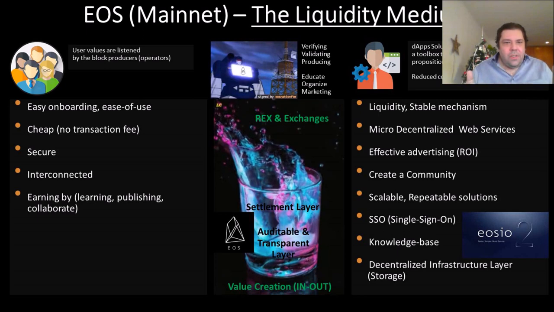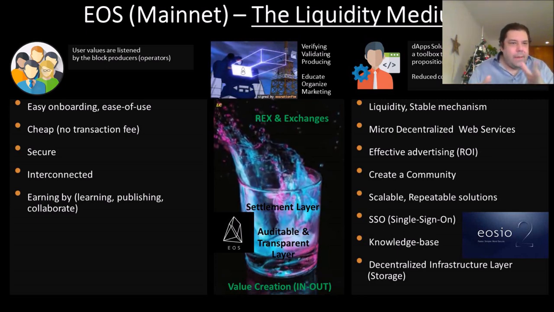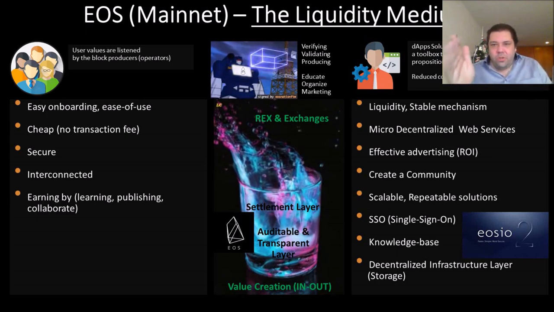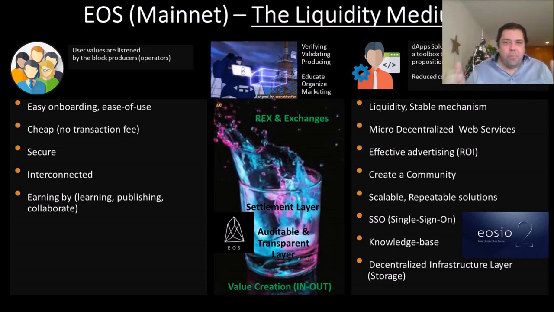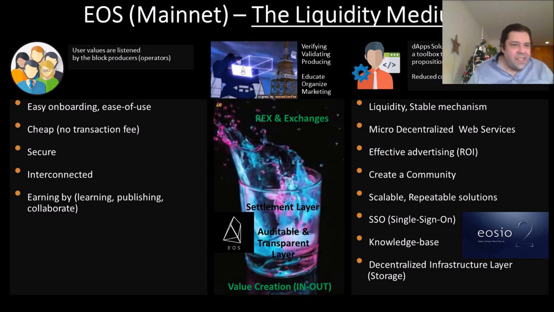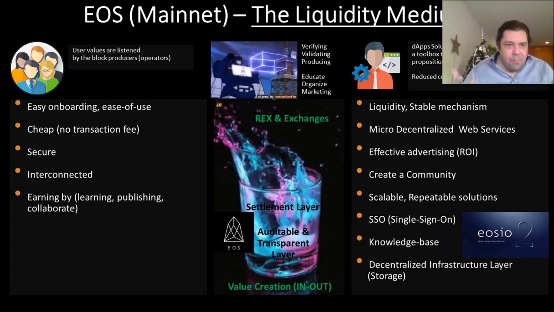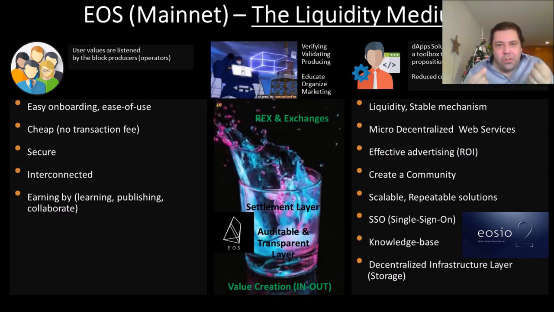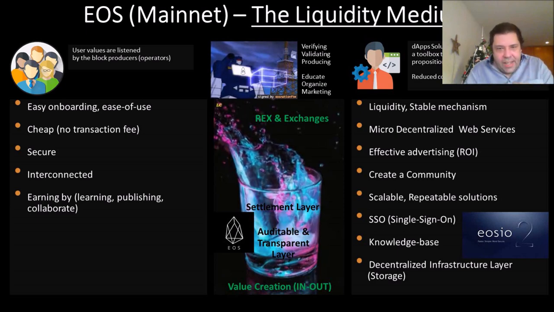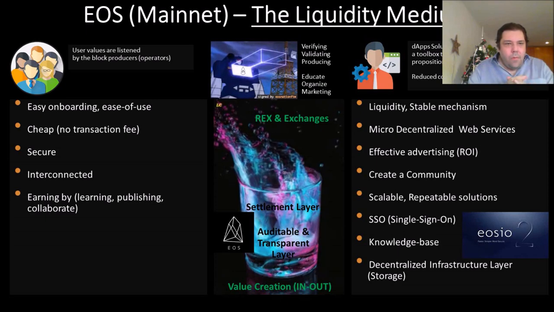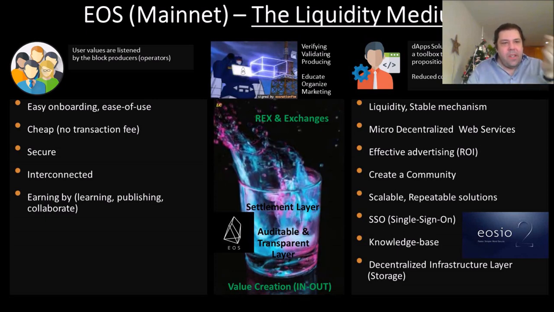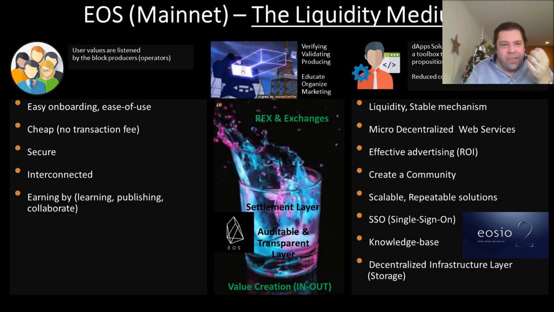And it's clear, this EOS mainnet is used by the users on the left and is also used on the right by the providers, the developers. So let's focus on the left first, the users, whose values are listened to by the block producers, and the block producers are the operators of this system. And what values, for example? They want an easy onboarding.